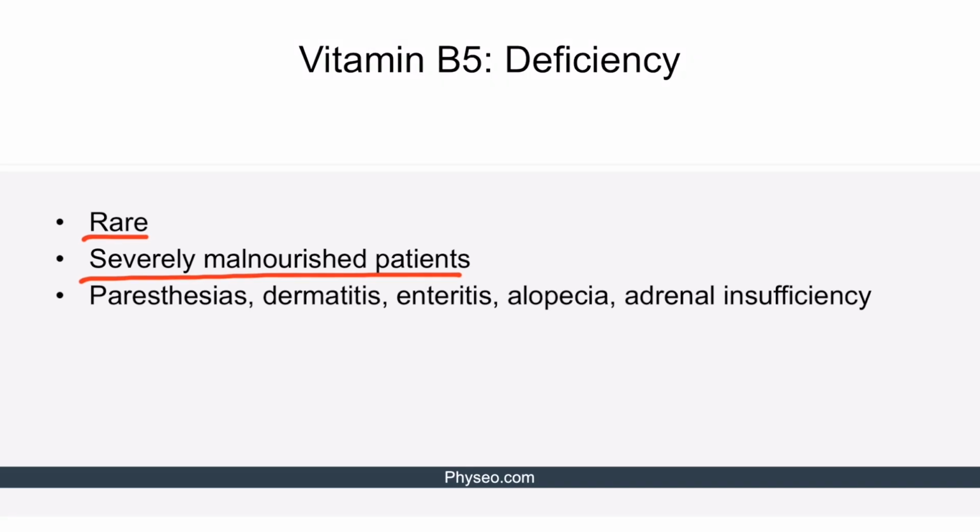When vitamin B5 is deficient, paresthesias, dermatitis, enteritis, alopecia, and adrenal insufficiency can occur. Similar to other vitamin deficiencies, the diagnosis is made by the characteristic clinical features and risk factors. The treatment is focused on vitamin replacement.